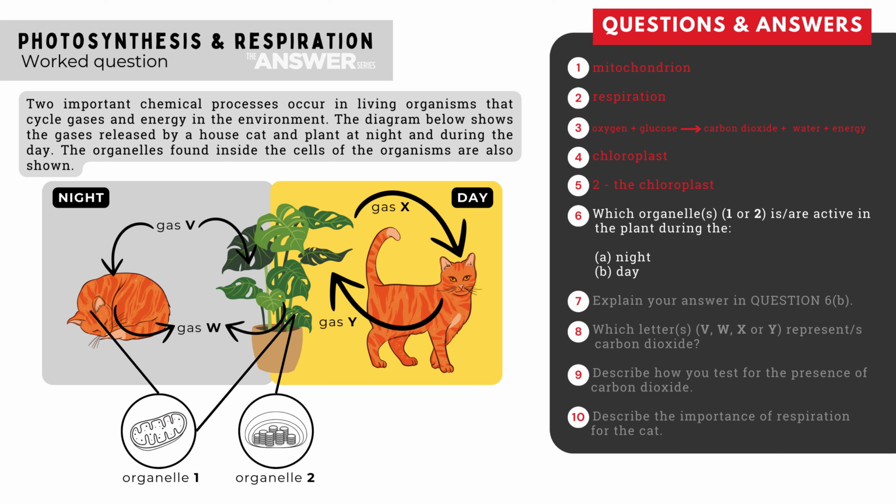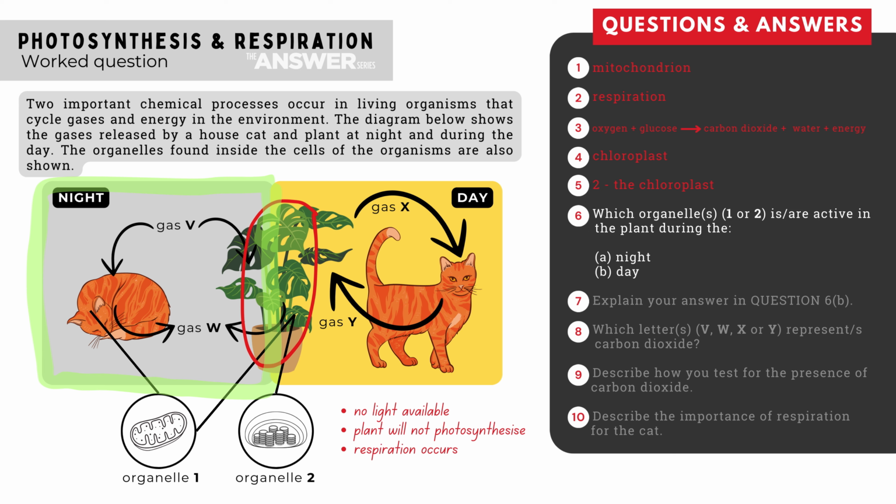Question 6. Which organelle, organelle 1 or 2, is active in the plant during the night and during the day? Now you need to think about the plant. What does a plant do in the day compared to the night, and how does that impact which chemical process takes place? During the night, for question A, there is no light available, which means the plant will not be able to photosynthesize. However, respiration can occur all the time. So the organelle that is active in the plant during the night will be organelle 1.